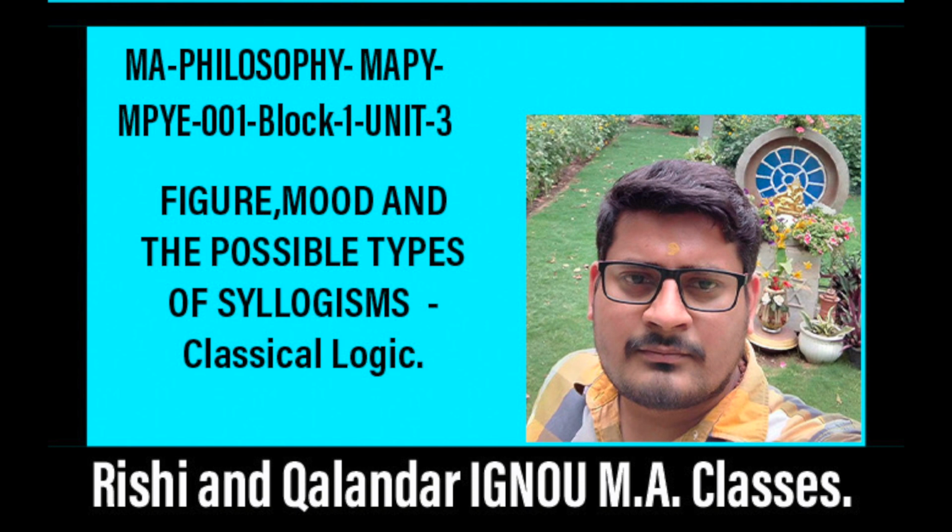Number 3, all D are C. Number 3, all D are B. Number 4, all E are D. So all E are B.